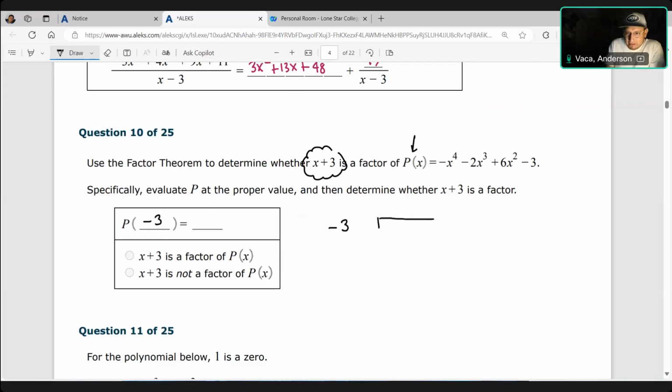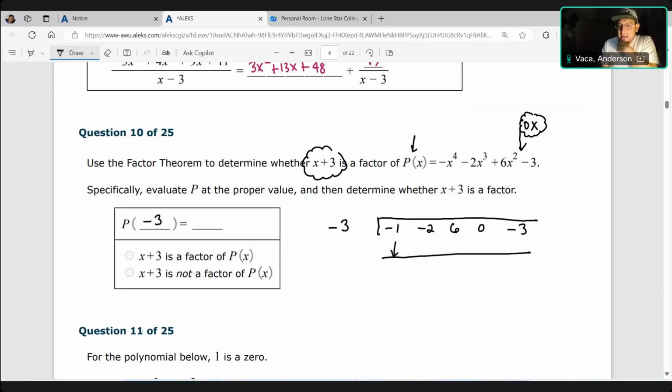using synthetic division, let's see, I got the -1. We got the -2. There is a 6, 0, -3. And you're wondering why I put a 0? Because we need to make sure that everything is accounted for, and the linear term was missing. So it must have had a coefficient of 0. The idea is this, that if it is a factor, then right here at the very end, that will be a 0. Let's see what happens.